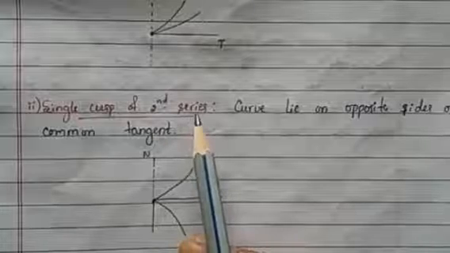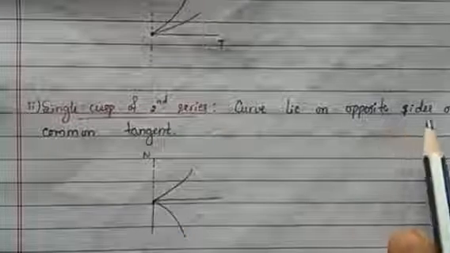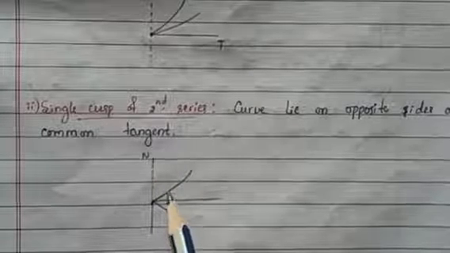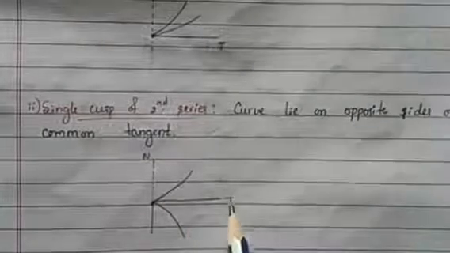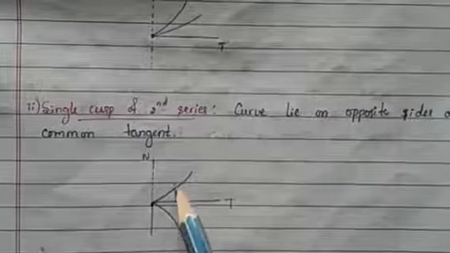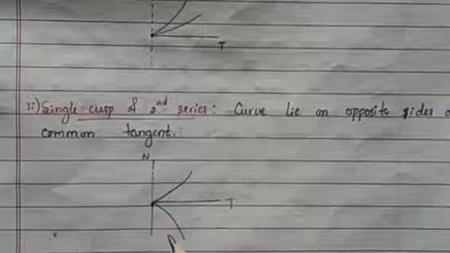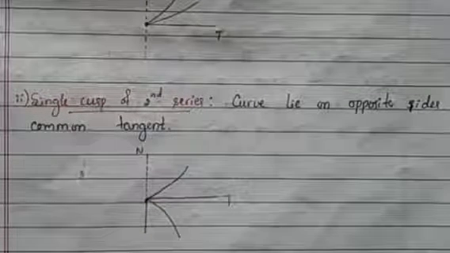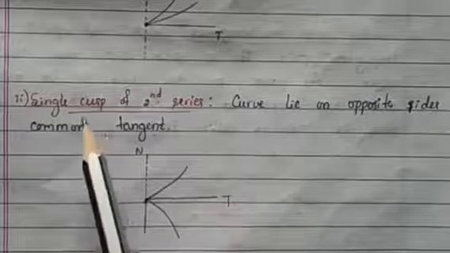Single cusp of the second series means the curve lies on opposite sides of the common tangent. Look here, the curves are on opposite sides of the common tangent. This is the tangent. The curve lies on opposite sides and has the same common normal. So we say it is a single cusp of the second series.